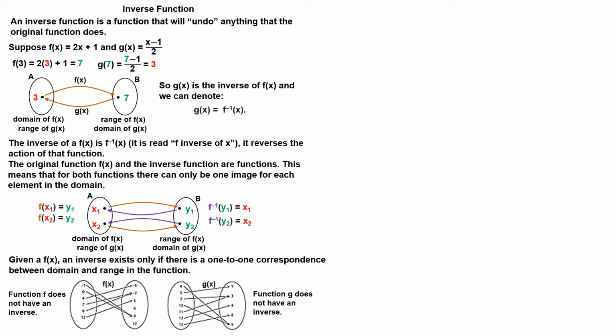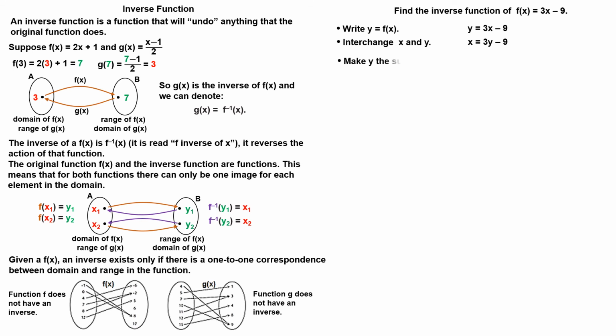Let's learn how to find the algebraic form of the inverse function. The process is done almost the same way as changing the subject of a formula. Find the inverse function of f. Follow the steps. Write y equals f of x. Replace f of x with y. Interchange x and y. Make y the subject. Let's solve for y. Subtract 9, divide by 3, and switch sides. Replace y with f inverse of x.